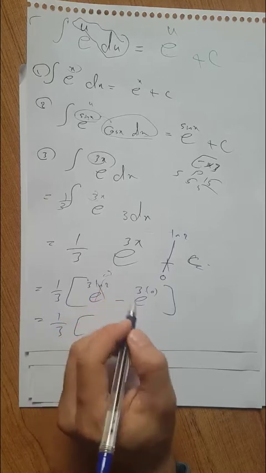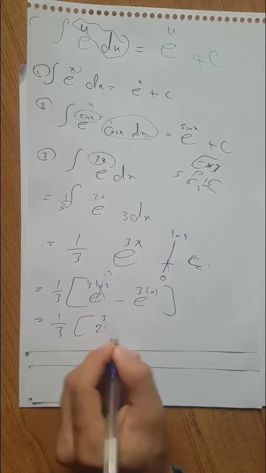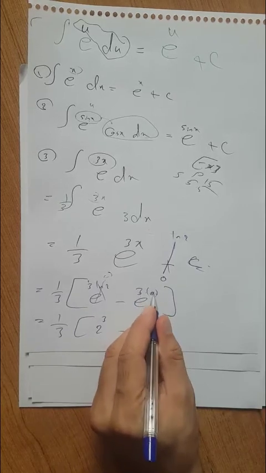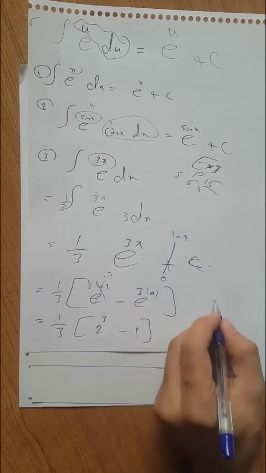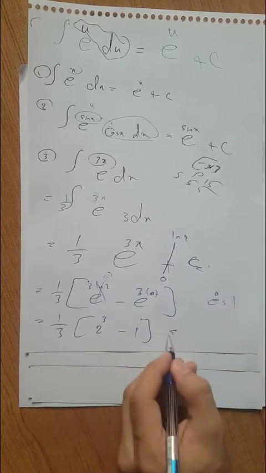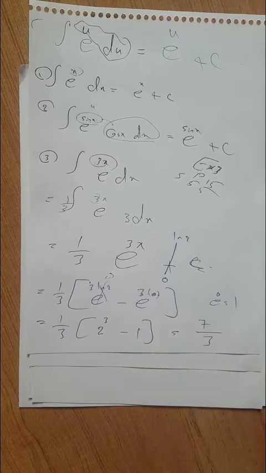And this 2 is coming to here, so it is equal to 2 to power 3. And e to power 0, 3 times 0 is equal to 0. So e to power 0, like a number, is equal to 1. 8 minus 1 is equal to 7 over 3. That's the result. Okay, dear.